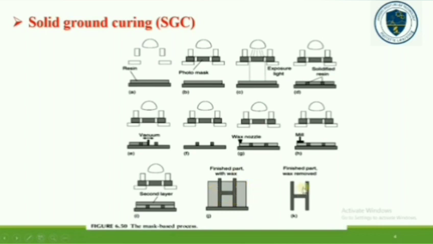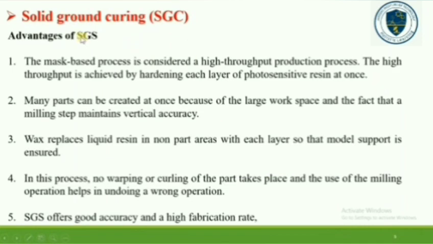If you clearly know how the solid ground curing process works, next we move on to the advantages of solid ground curing. First one, the mask based process is considered a high throughput production process. The high throughput is achieved by curing each layer of photosensitive resin at once. Second point, many parts can be created at once because of the large workspace and the fact that a milling step maintains the vertical accuracy. So we can create different products in a single cycle and in large quantity.